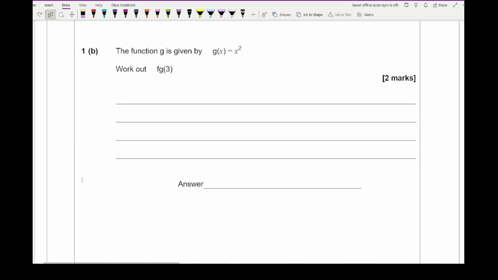Moving on to part B, it says the function g is given by g of x equals x squared. Work out fg of 3. Now if I just write down what f of x is from part A, and that was 2x plus 1. And so what we're doing here is, because we're working out f of g, I want to substitute g and replace that where I've gone x.